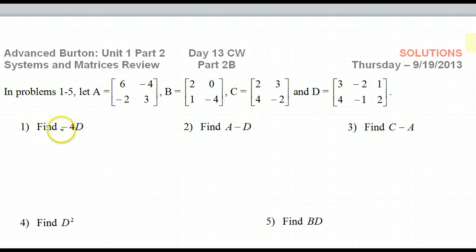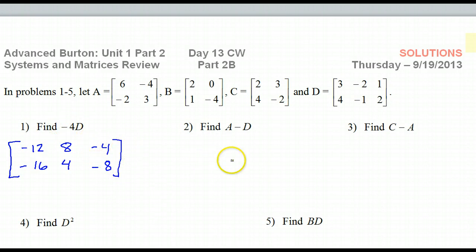So here we go. If I want to find -4d, that's -4 times d. That just means multiply all these by -4. So that's going to be -12, +8, -4, -16, +4, and -8. I just multiplied each entry by -4, that's what that means.